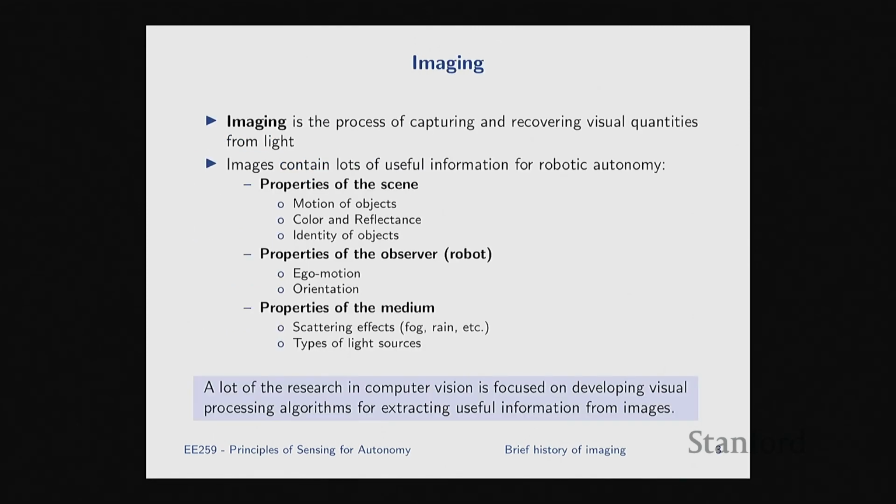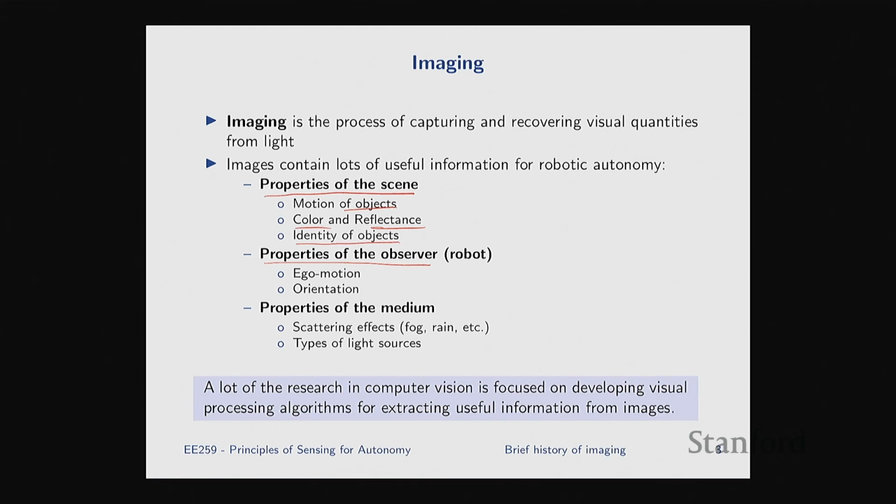So what is imaging? Imaging is the process of capturing and recovering visual quantities from light. And what do we mean by visual quantities? Some of these quantities can be properties of the scene. For instance, an image can tell you information about the motion of objects. Color and reflectance are, of course, part of the visual quantities you get out of images. It can even tell you the identity of objects; you can classify different types of objects from an image. Or you can recover properties of the observer, and by the observer I mean the robot itself.